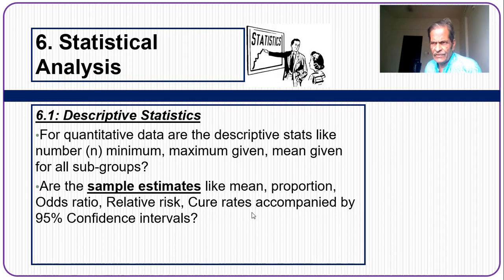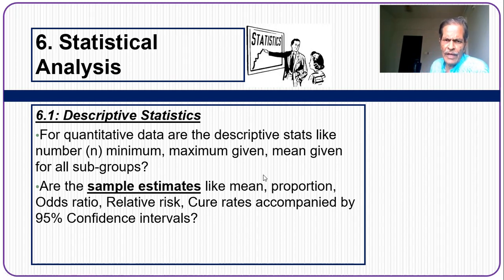Then comes the statistical analysis. In the results column also there may be statistical analysis given. So there are two aspects of the statistics. One is the descriptive statistics and another is the inferential statistics. In the descriptive statistics, for quantitative data we may try to find out whether the descriptive stats like the total number of individuals in that group, the minimum observation for that variable, the maximum observation for that variable, and the mean and the standard deviation are given or not. So for any quantitative variable, the number of individuals, the maximum, the minimum, the mean and the standard deviation must be given.